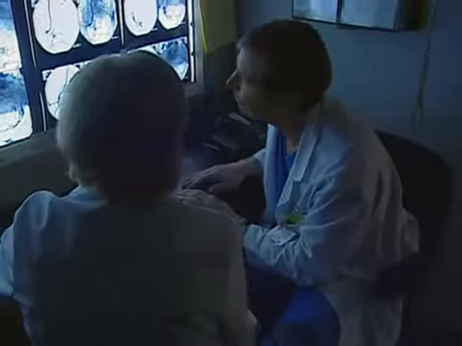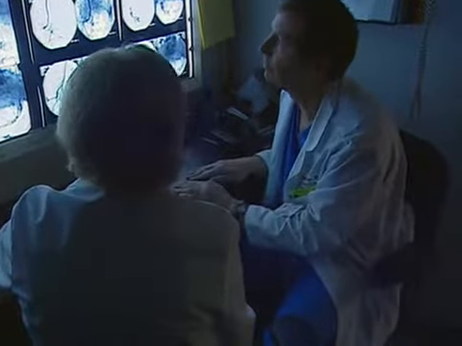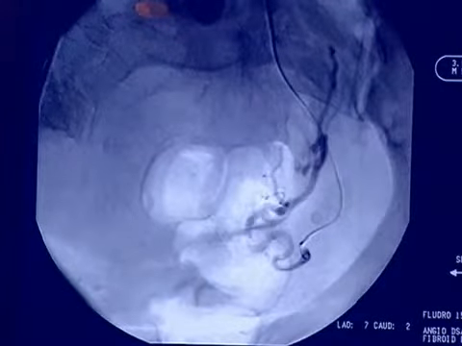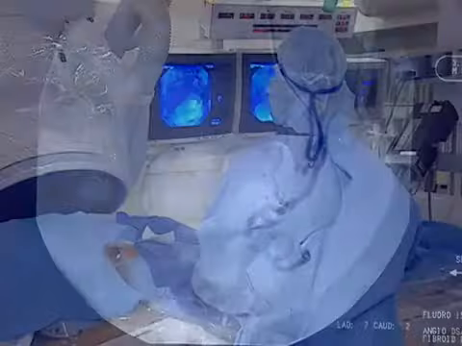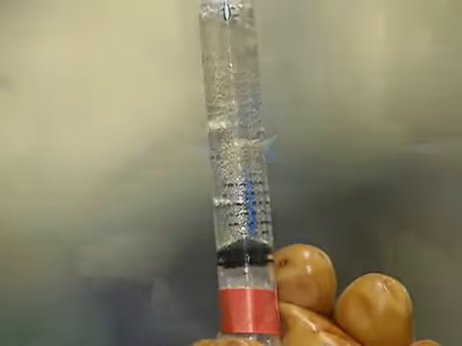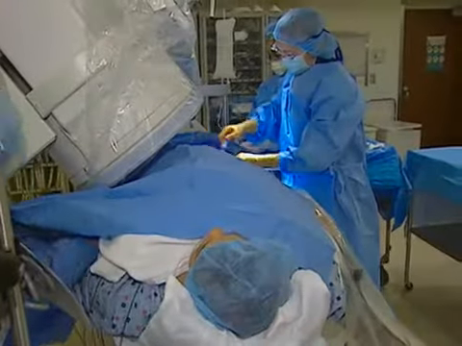Uterine fibroid embolization, or UFE, is a uterus-sparing, minimally invasive procedure used to treat symptomatic uterine fibroids. It is a catheter-based procedure performed by an interventional radiologist. During UFE, a catheter is guided into the uterine arteries.